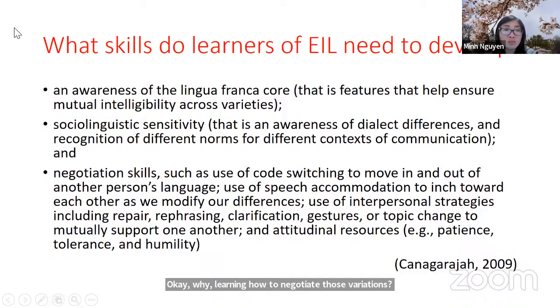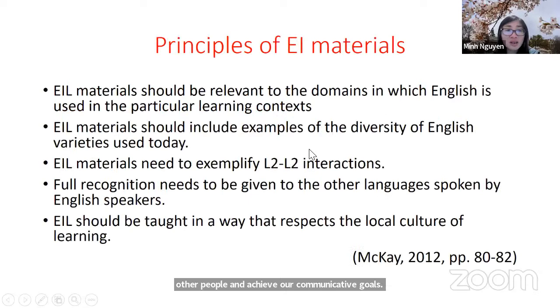All right, okay. So if we think of the implication of this discussion for materials development, then what should EIL materials look like?